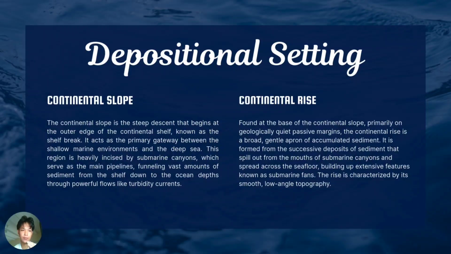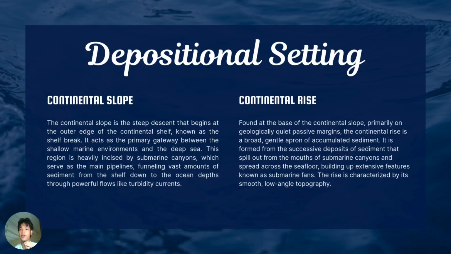Continental slope. The continental slope is the deep descent that begins at the outer edge of the continental shelf, known as the shelf break. It acts as the primary gateway between the shallow marine environments and the deep sea. This region is heavily incised by submarine canyons, which serve as the main pipelines, funneling vast amounts of sediment from the shelf down to the ocean depths through powerful flows like turbidity currents.